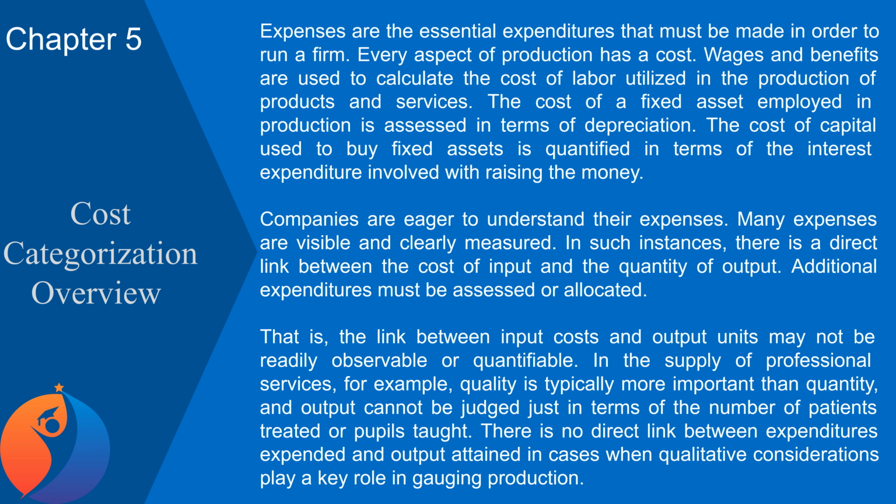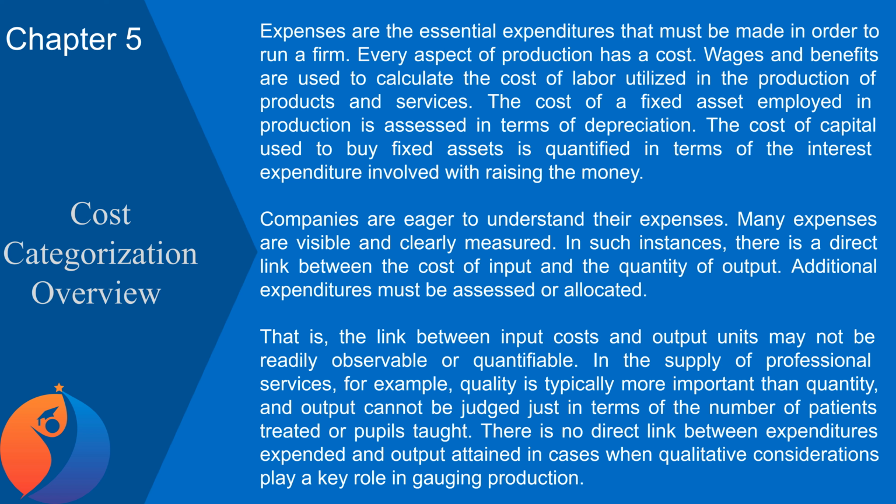Companies are eager to understand their expenses. Many expenses are visible and clearly measured. In such instances, there is a direct link between the cost of input and the quantity of output. Additional expenditures must be assessed or allocated. That is, the link between input costs and output units may not be readily observable or quantifiable.